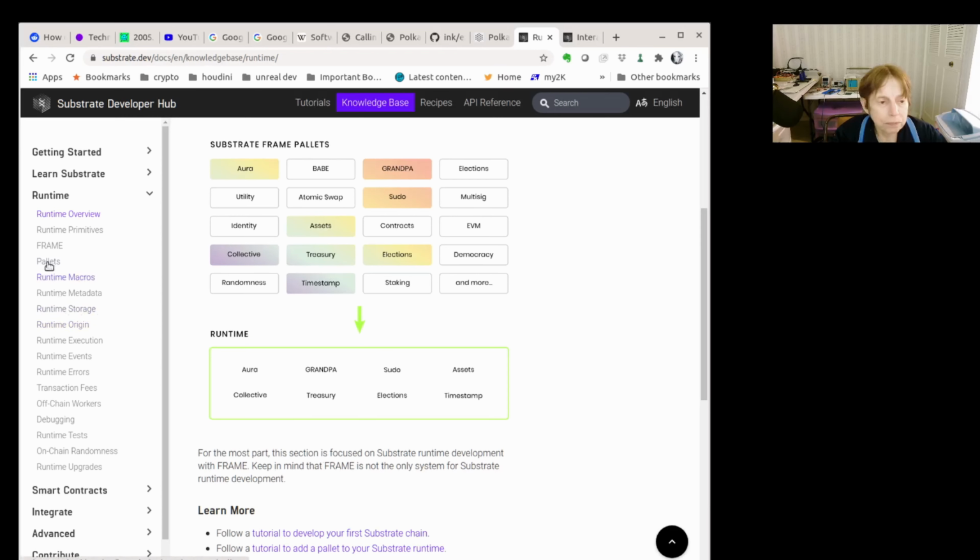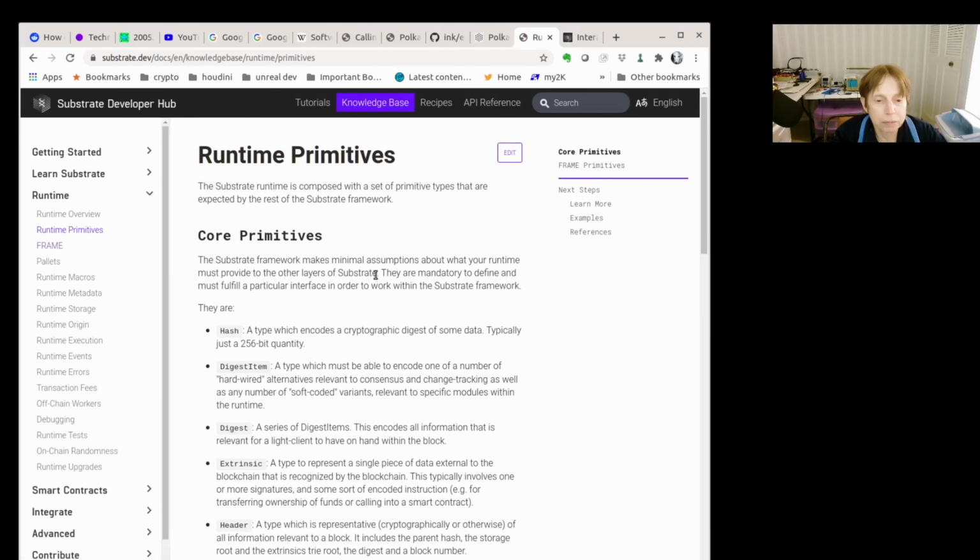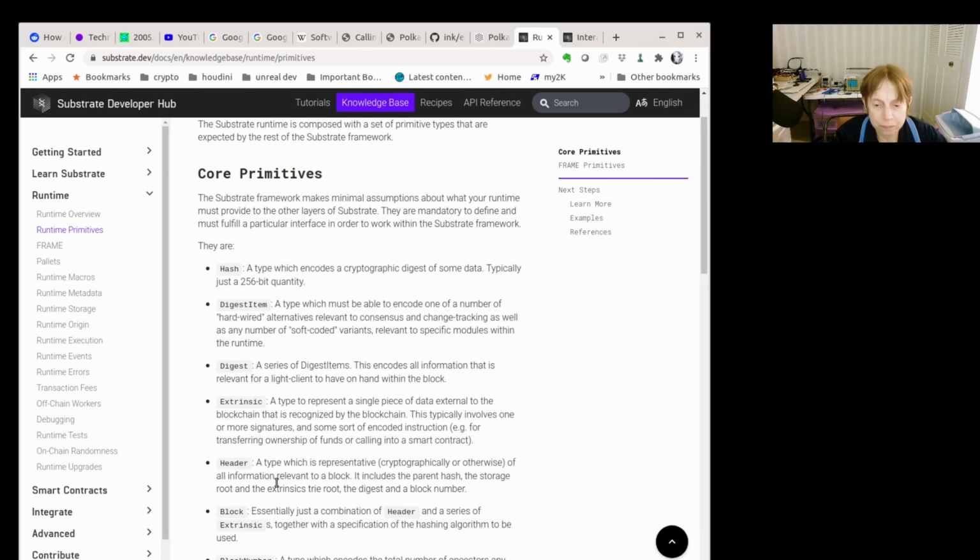And it has primitives: hash, digest, header, all information. The block is a combination of a series of the header and items put into the block.